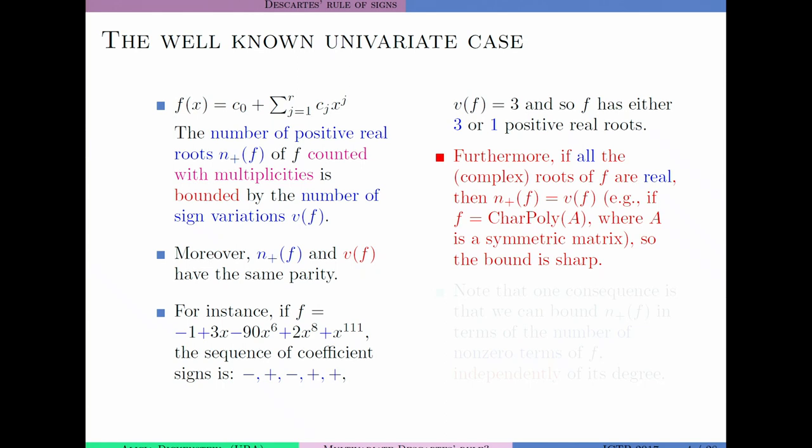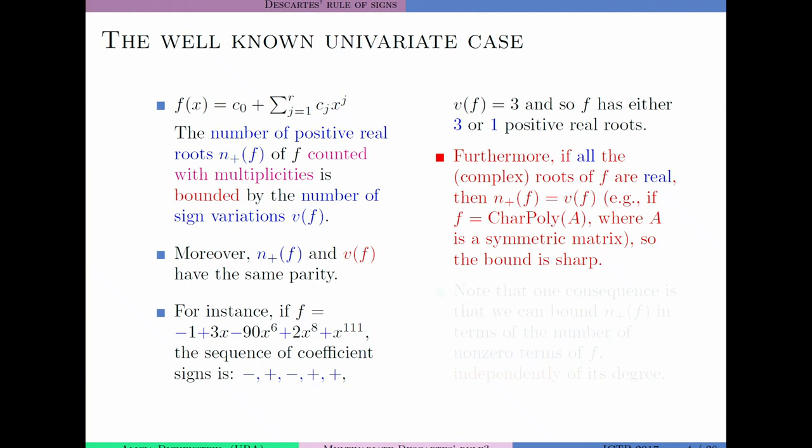In fact, in his time, in 1637, there was no complex number field. Complex numbers were not there. It was just an imaginary thing that didn't exist. So for him, all the roots were real, and in this case, it is an equality. One important case in which you have all real roots is the characteristic polynomial of a symmetric matrix. You do this count and you get exactly how many positive eigenvalues and how many negative you have. In this case, it's obvious.